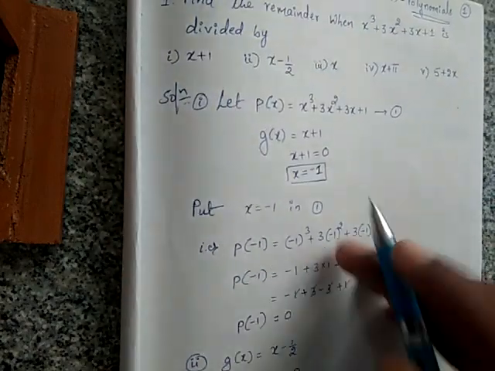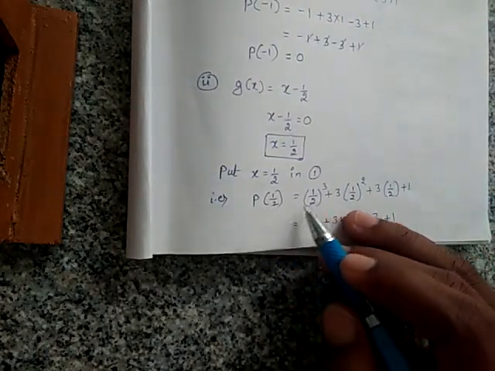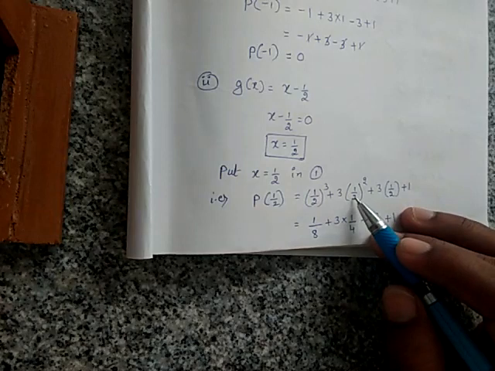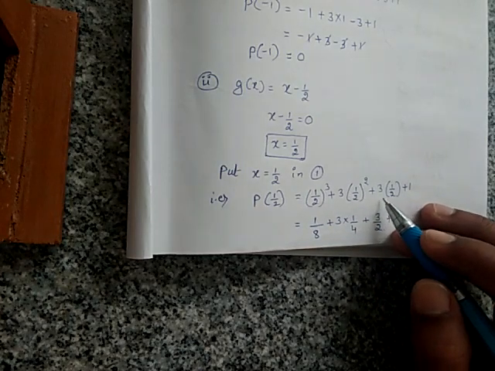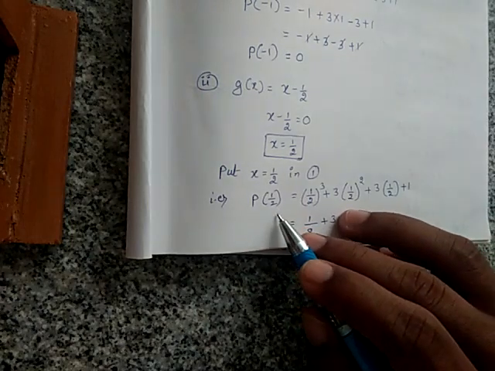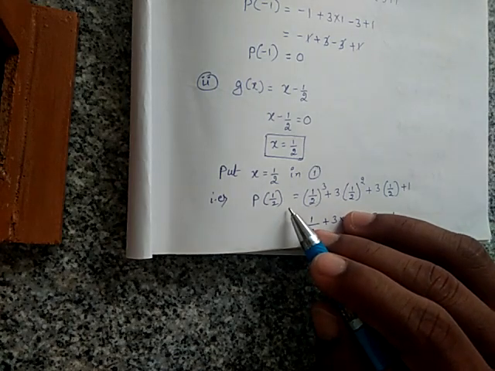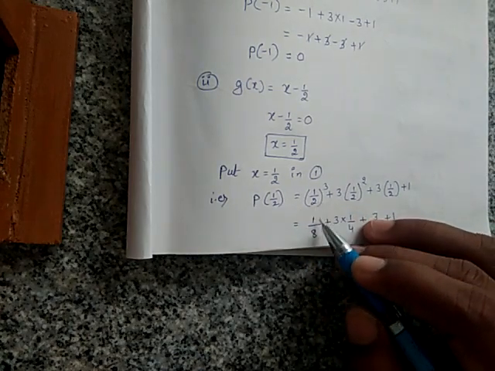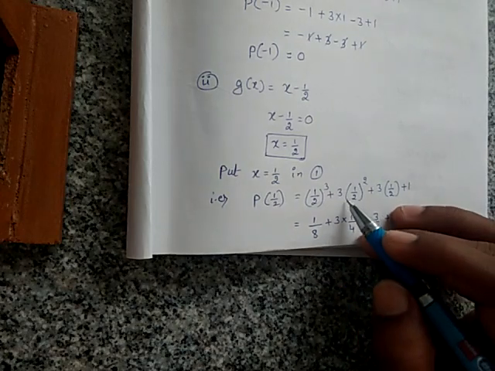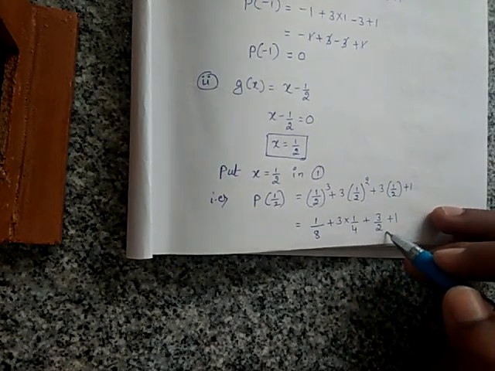Which is polynomial 1? This is polynomial 1. So if you substitute, what happens here? Instead of x, p of 1 by 2 is equal to 1 by 2 whole cube plus 3 into 1 by 2 whole square plus 3 into 1 by 2 plus 1. Wherever the variable x is there in the given polynomial 1, you have to put the value 1 by 2. So 1 by 2 whole cube means 1 by 8, 3 into 1 by 2 whole square means 3 by 4, plus 3 by 2 plus 1.